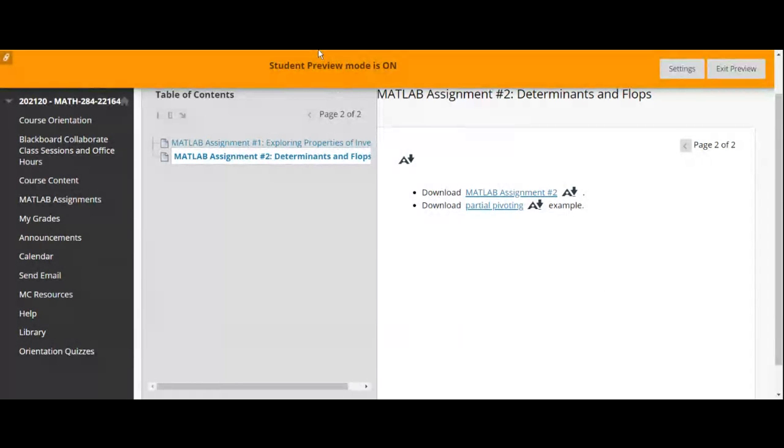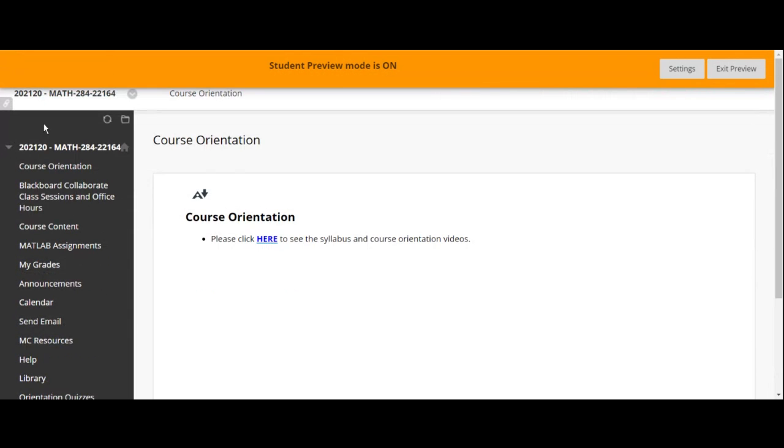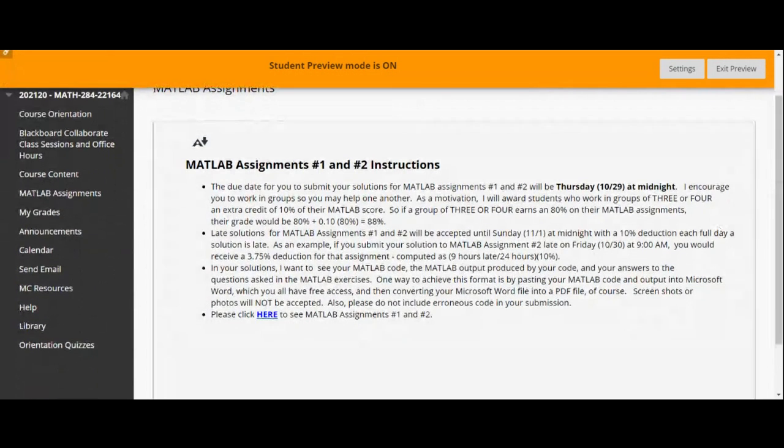All right. So if you go into Blackboard, okay, you all see the screen here. So of course, when you go into Blackboard, you'll be brought into course orientation, right? If you go to MATLAB assignments, and there are the instructions. Click here for MATLAB, and the due date's Thursday, October 29th.